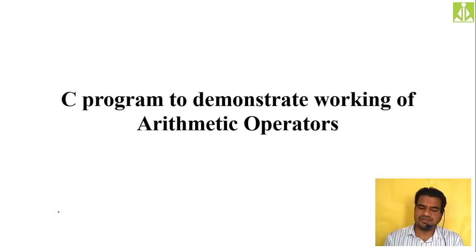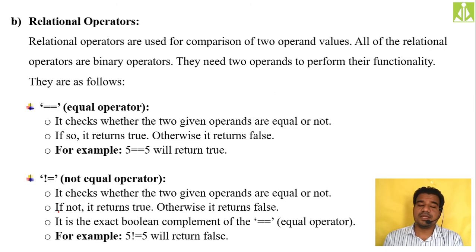Okay, so the next operator category what we have over here is the relational operators. These relational operators are generally used to perform the comparison between operands. They are also binary operators. That means they take two operands to perform the operation, and whatever operands we supply, they will simply do the comparison between those two operands, and they will return a boolean value.